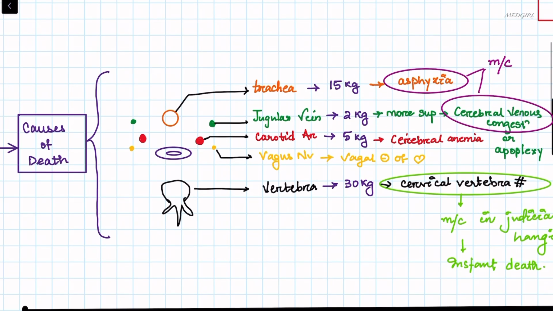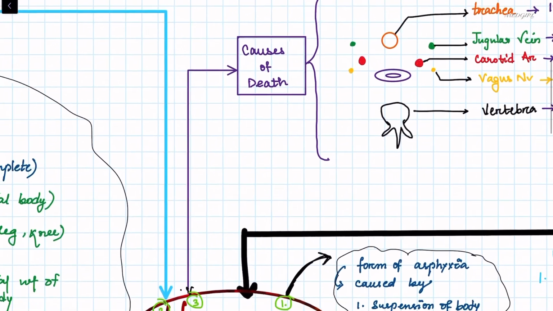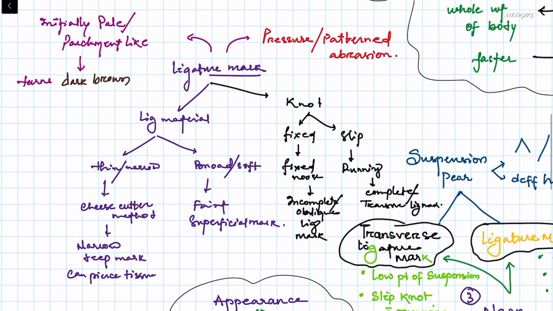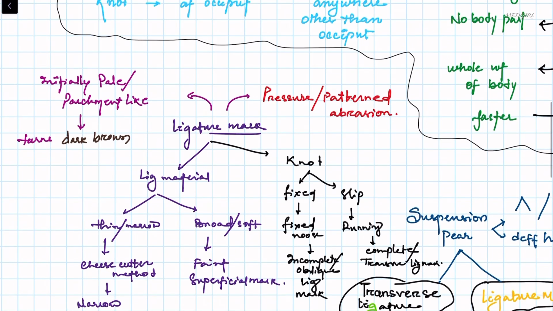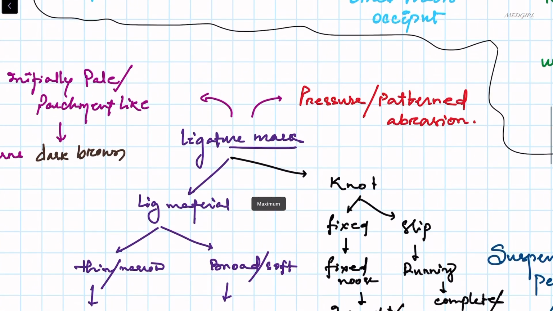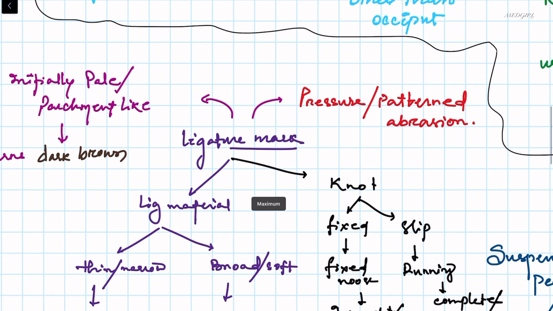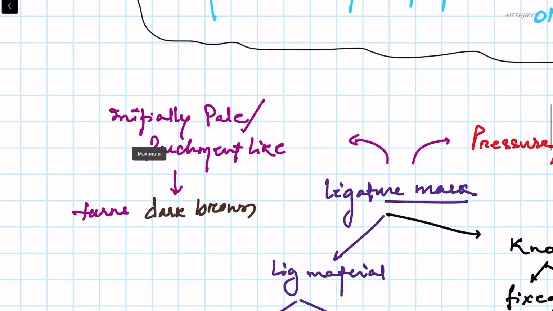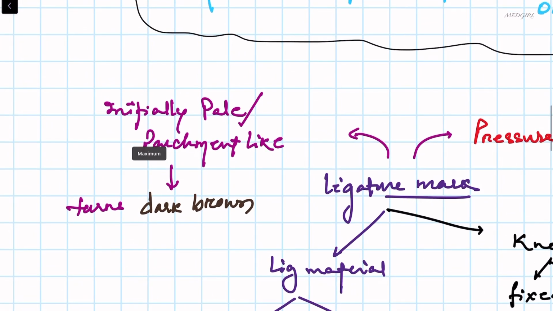Now let's see something about the ligature, because it occurs due to the ligature. So what is a ligature? A ligature is any available material that can be used, such as a sari, rope, or dupatta. Now a ligature mark is a pressure or patterned abrasion due to the ligature. Initially it is pale, then it becomes parchment-like, but eventually it turns dark brown.